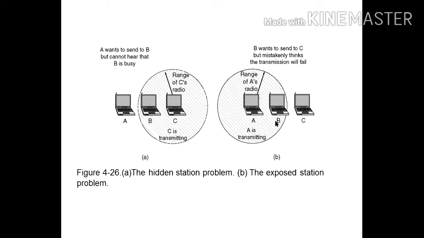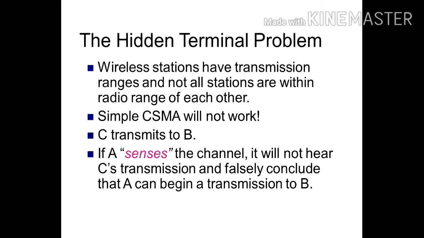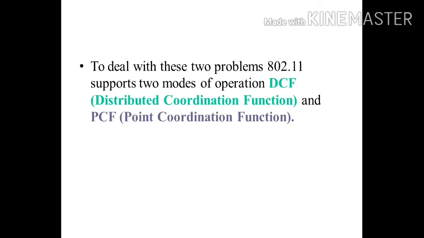Again, I'm repeating: the exposed terminal problem occurs because B is exposed to C as well as to A. That's why A falsely concludes that the medium is busy and that it cannot transmit to D. So whatever I have explained is written over here.